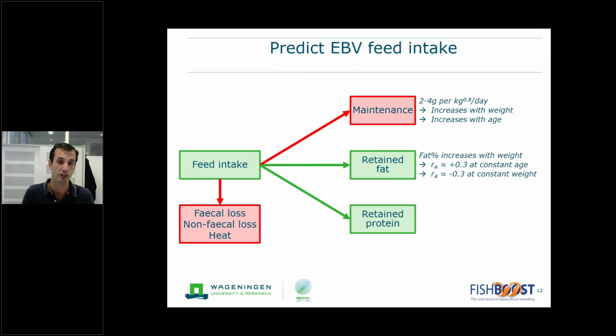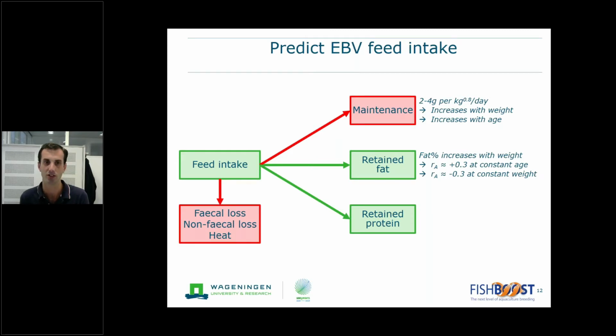Fat content of a fish generally increases when the fish become heavier. So the genetic correlation when evaluated at a constant age is positive. So depending on your breeding goal, if you want to increase harvest weight, you may use a genetic correlation that is positive, because you expect when harvest weight increases that also fat content increases.